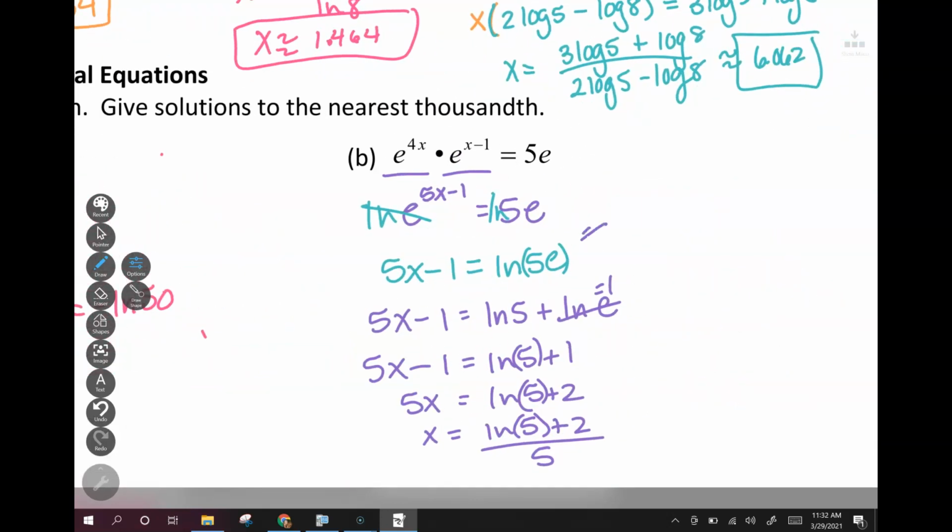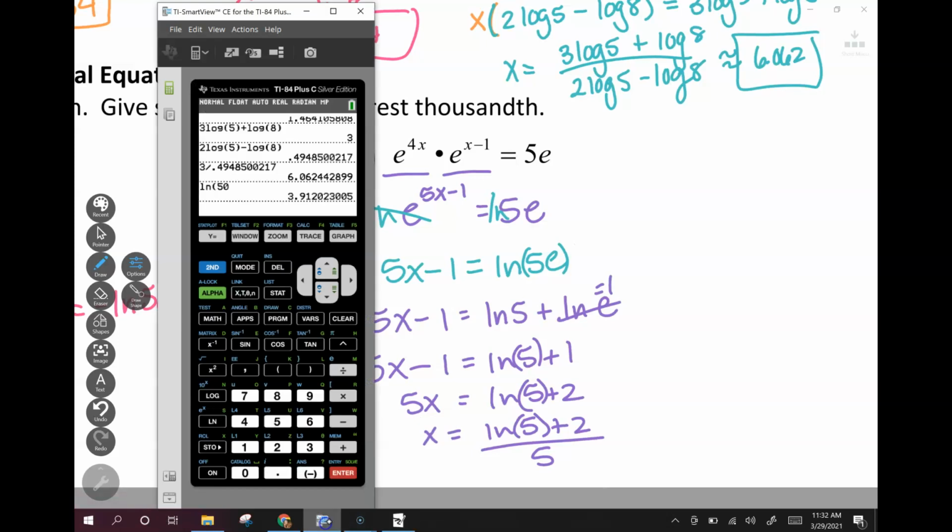Now you didn't have to necessarily split this up, because you can type this into your calculator as well. But if you didn't have a calculator or you needed to split it up for some reason, you could use that property. All right, so ln of 5 plus 2 divided by 5.